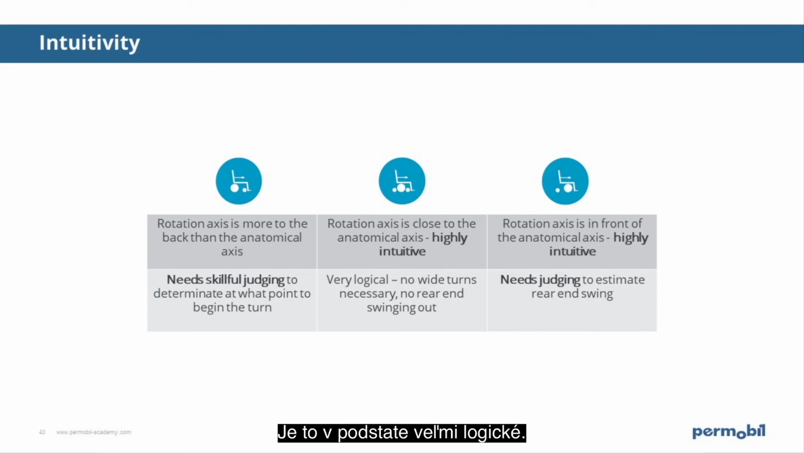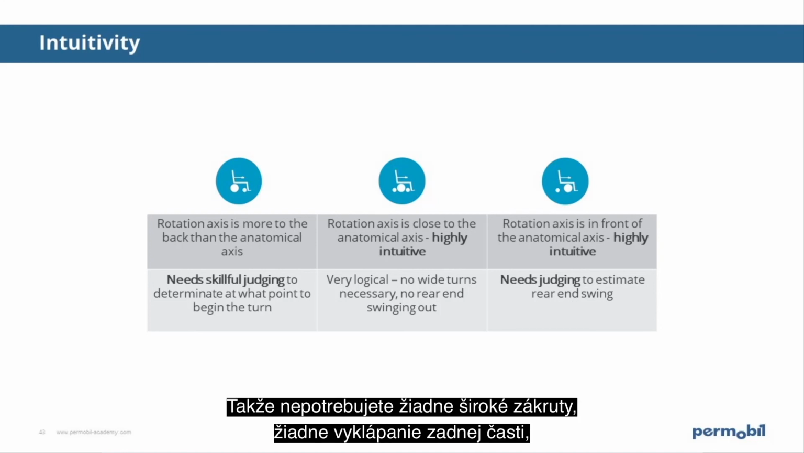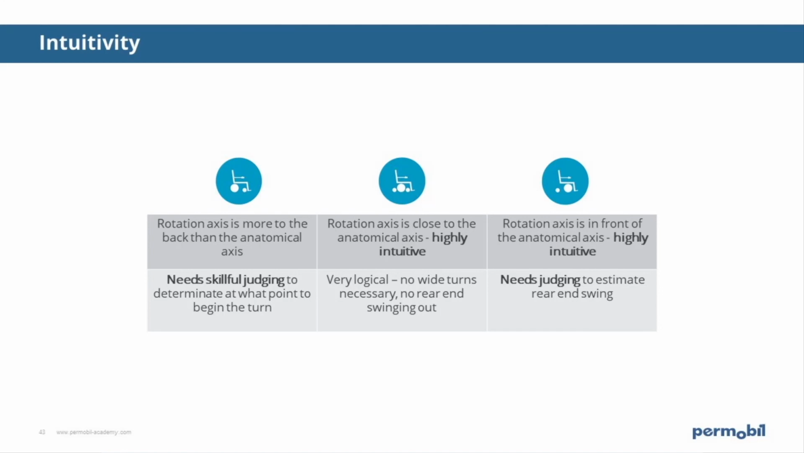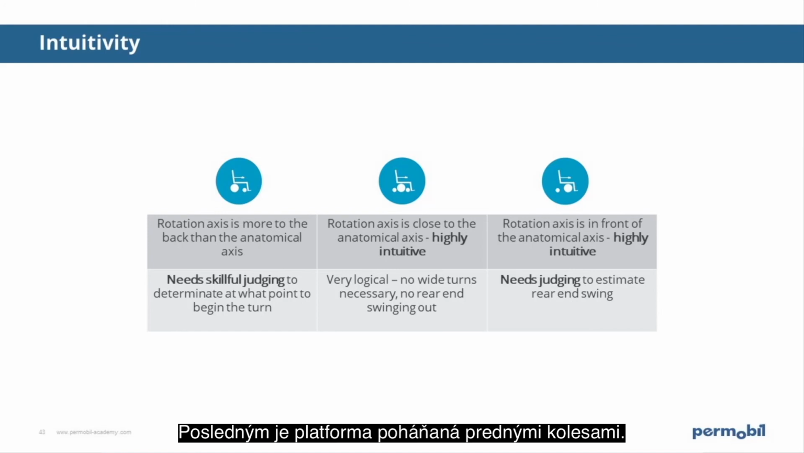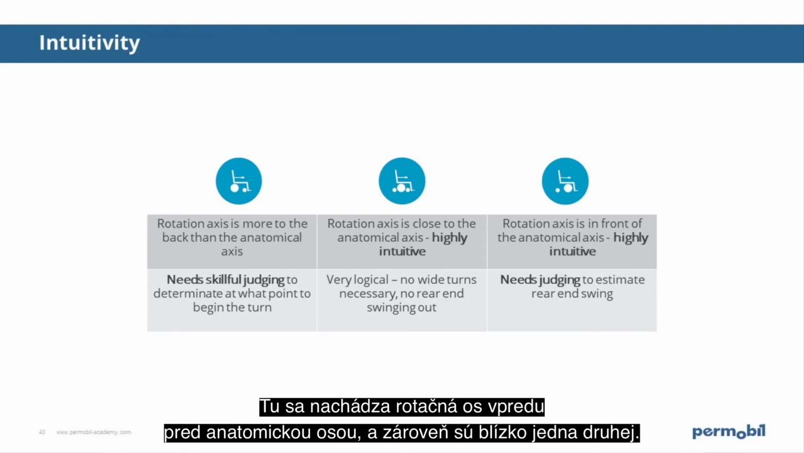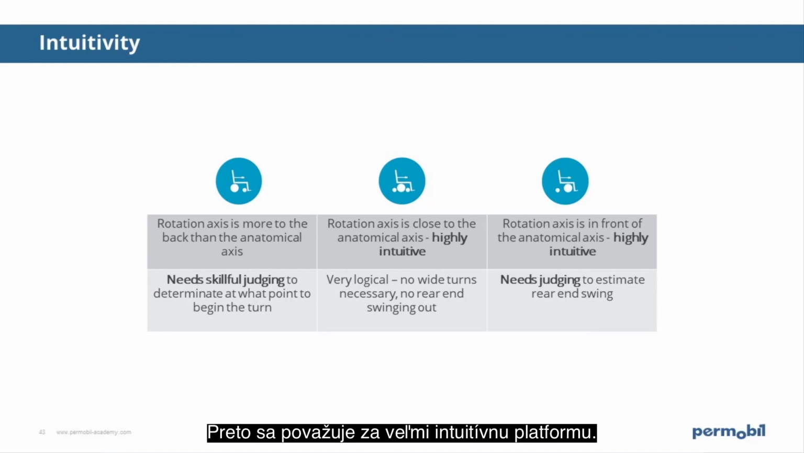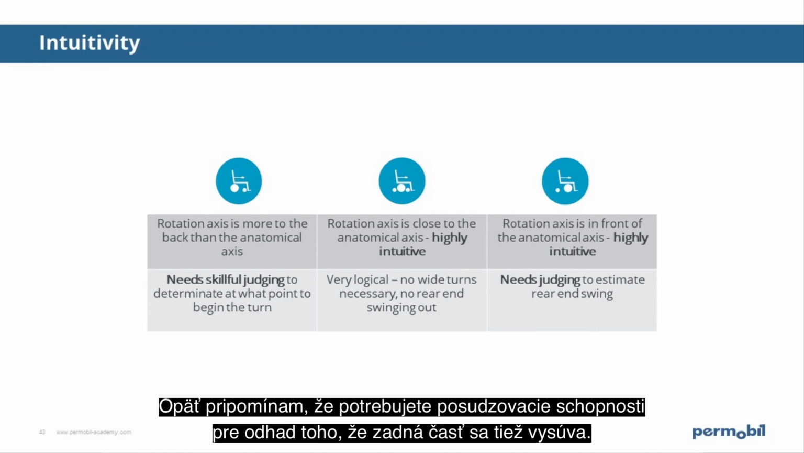So it is very logical. So you don't need wide turns. You have no rear end swinging out. So it's a very simple platform to learn to drive with. The last one is the front wheel driven platform. And there the rotation axis is in front of the anatomical axis, and it is also quite closely located. So this is also being considered as a highly intuitive platform. But again, you need some judging skills to estimate that the rear end also swings out.